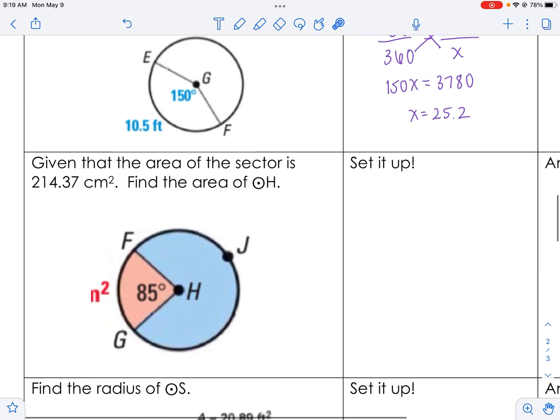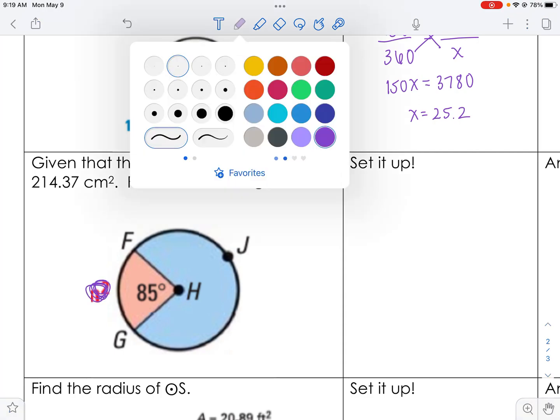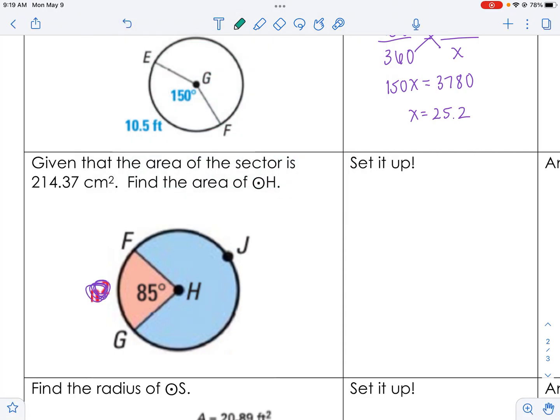So for example, this one says, given that the area of this sector is 214.37 centimeters squared, find the area of this circle. There's this weird symbol there. You can just kind of cross it out. So I know the angle, but I need to be careful because it said, given that the area of this, it's this sector right here. So it's going to be 85 over 360.